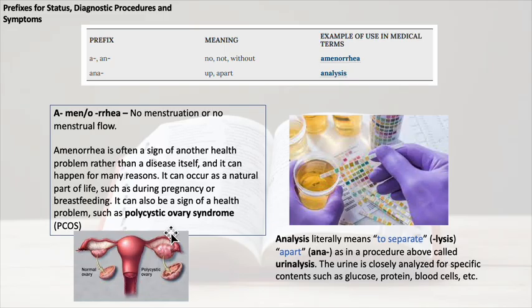Now, I forgot to mention here, so in terms of amenorrhea, another cause or sign of an underlying health problem could be polycystic ovarian syndrome, or PCOS. So we saw poly already, so polycystic referring to many cysts of the ovaries. So if there are many cysts on an ovary, this can be associated with amenorrhea, so no menstruation or menstrual flow.